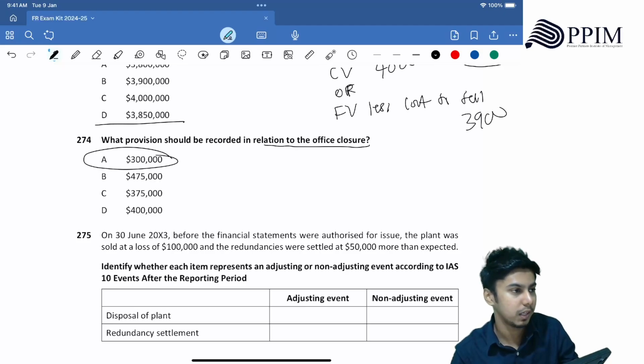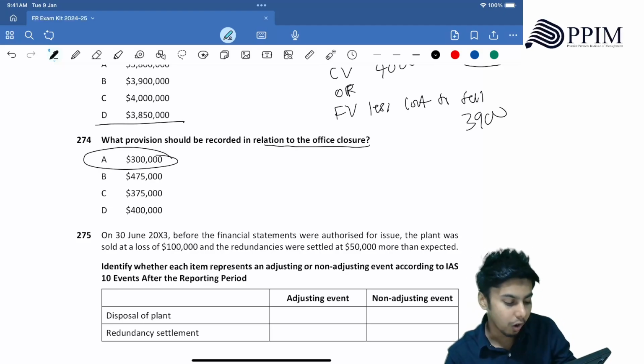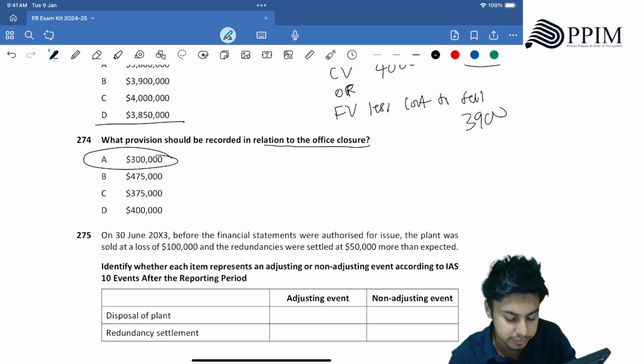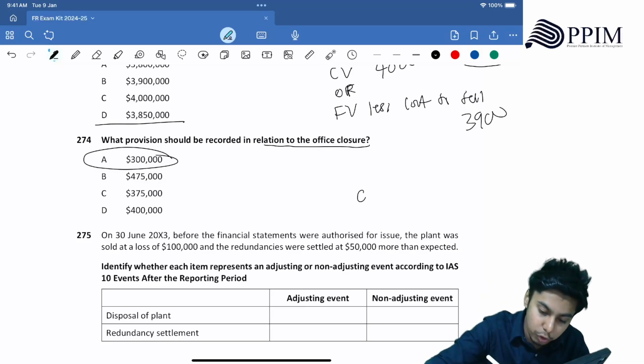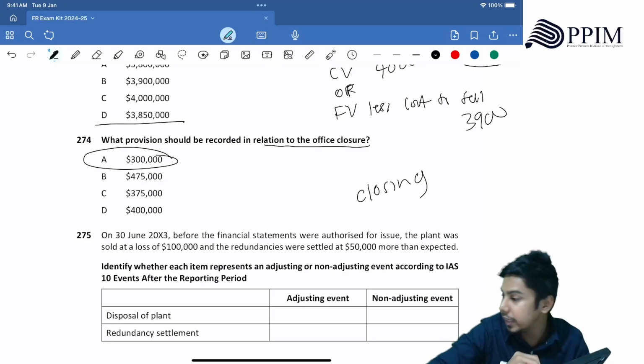Okay, right. Now, guys, last one. On 30th of June 2003, before the financial statements were authorized for issue, a plant was sold at a loss and the redundancies were settled more than expected. They are asking whether these are adjusting or non-adjusting events. Guys, can you tell me, closing the division down, when did we decide? Right, look at the paragraph, guys.